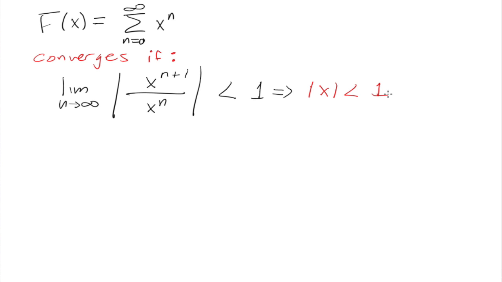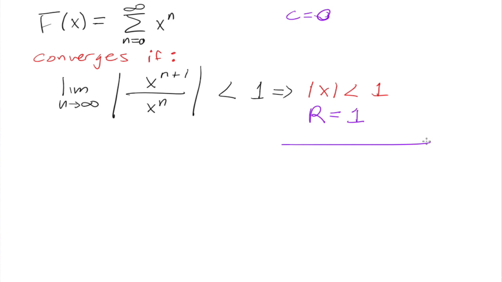So from this, what is my power series centered at? It's centered at 0, right? So there's no number there, so it's just centered at 0, and it converges if the absolute value of x is less than 1. So what is my radius of convergence? That's equal to 1, right?